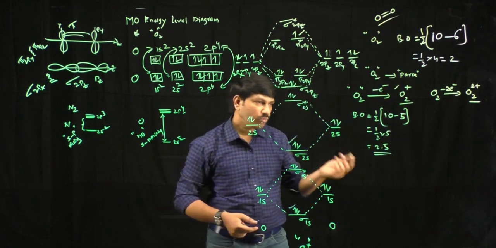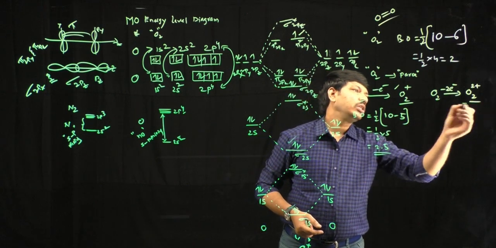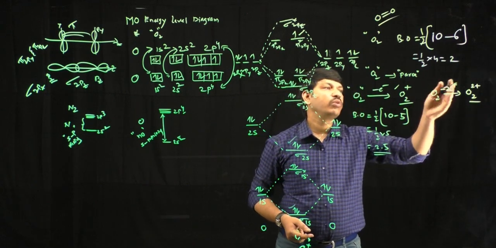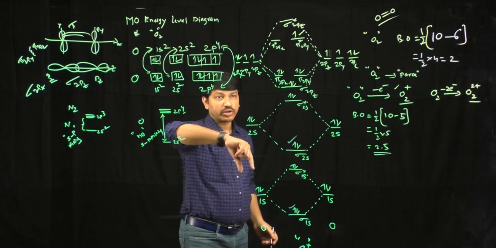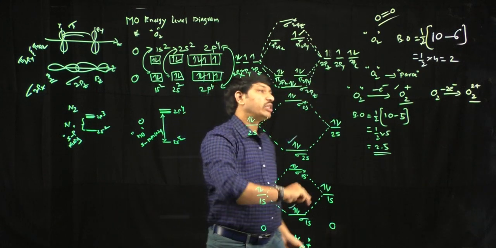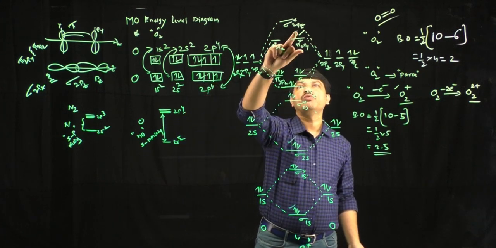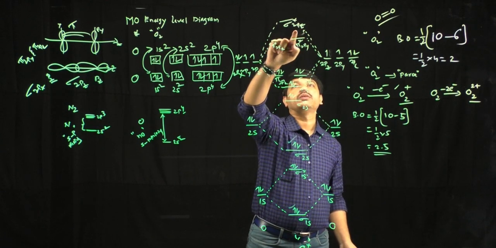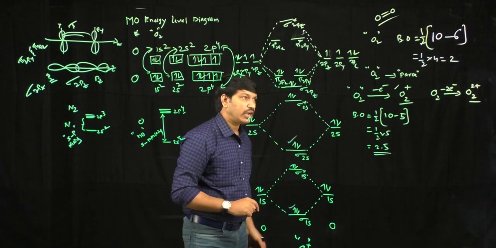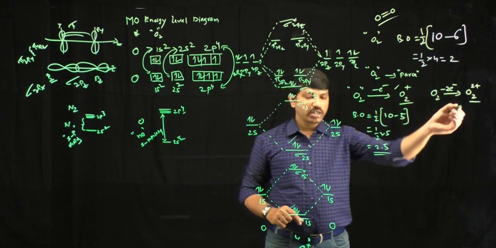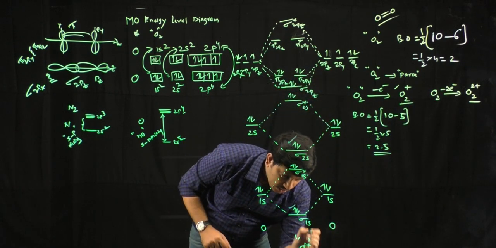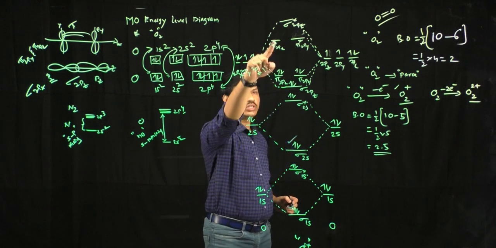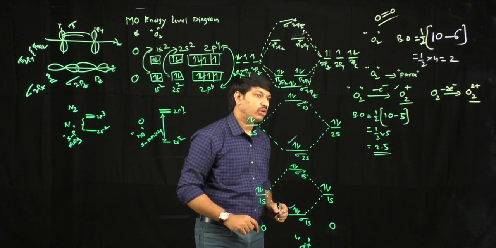Similarly, if we remove 2 electrons from the O2 molecule, then there is a formation of the O2 2+ molecule like this. That means we have to remove one more electron from this antibonding level. So just remove another electron from the antibonding level. Now this is the molecular orbital diagram for the O2 2+ molecule.